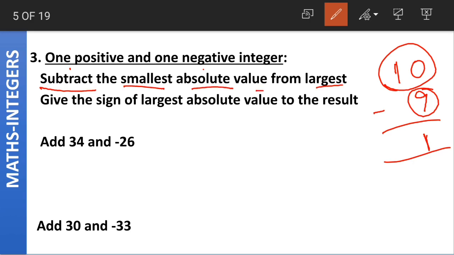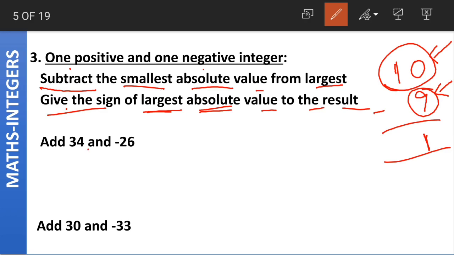Yes, in the same way, when one positive and one negative integer is given, we subtract the smallest absolute value from the largest. What are we doing? We are subtracting the smallest absolute value from the largest. And what sign should we give? Give the sign of the largest absolute value to the result.